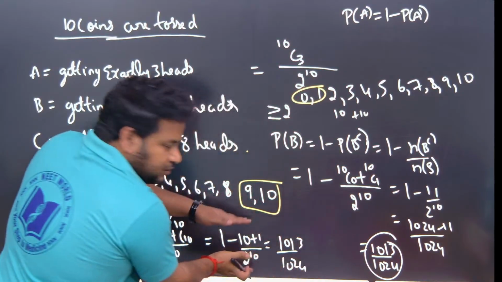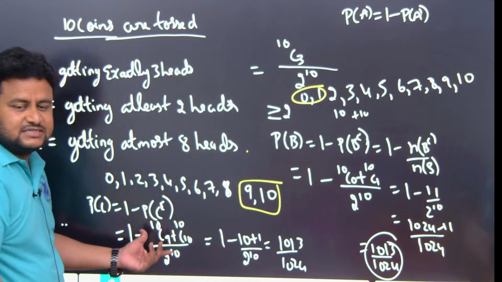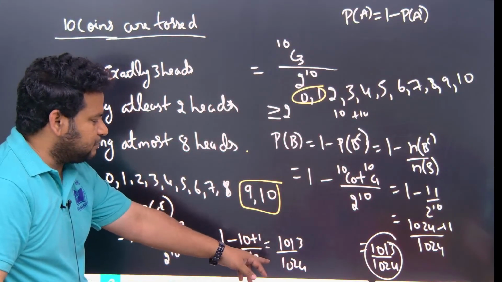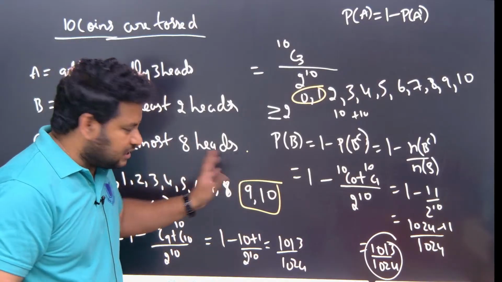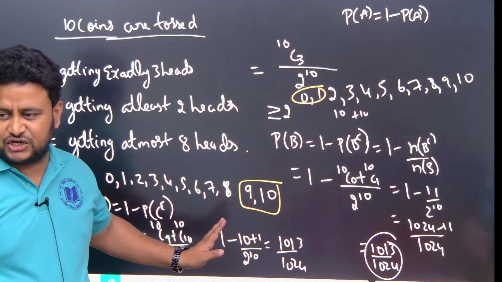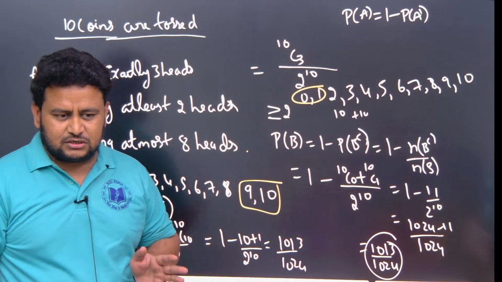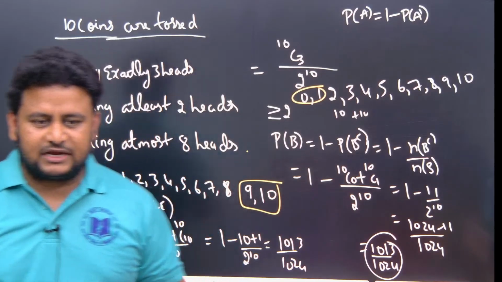I am not bothered about this part. Once you get this, you know how to calculate it. So the answer will be 1013 by 1024. Instead of doing all this, from the total, that is from 1, you subtract this and you will get the answer. Again we are using negation. So when such questions come, please use negation. With the concept of negation, you will get the answer easily.